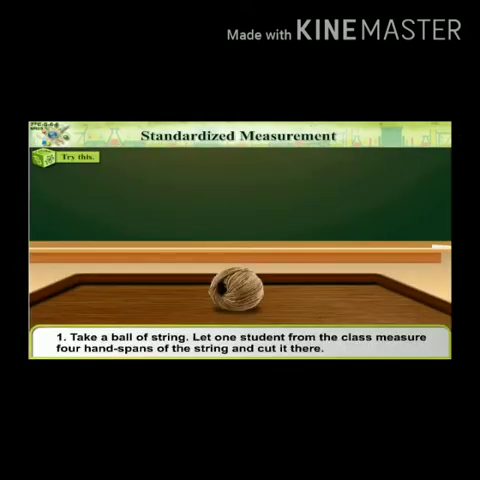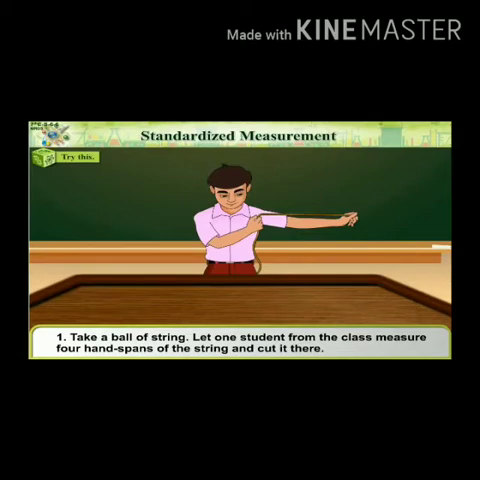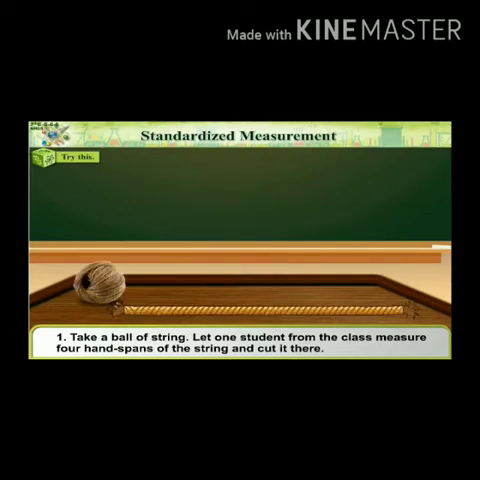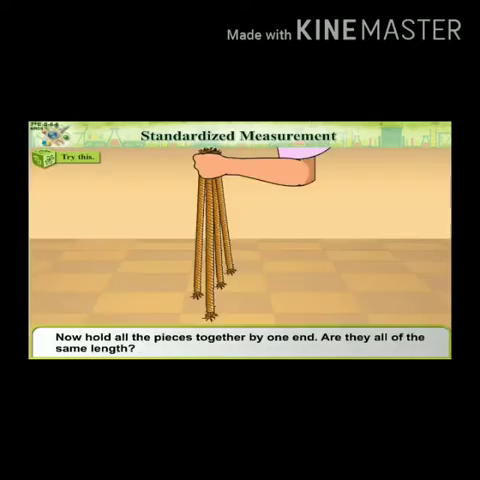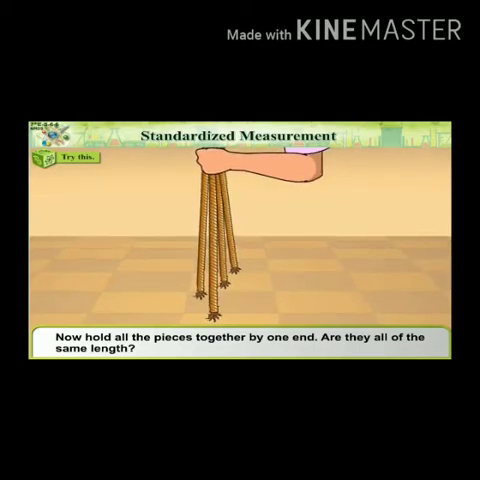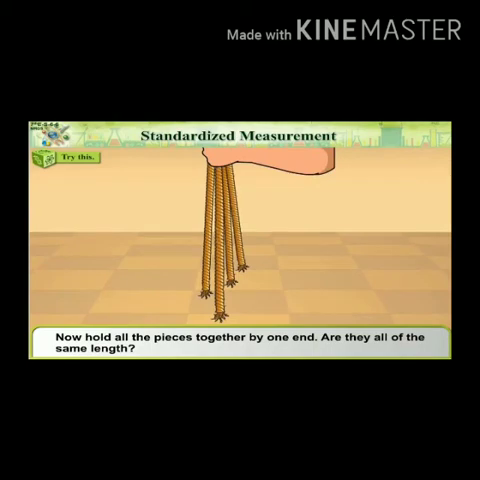Now the first one, standardized measurement. Take a ball of string. Let one student from the class measure 4 handspans of the string and cut it there. Let each of the other students in the class cut 4 handspans of the string too. Now hold all the pieces together by one end. Are they all the same length?